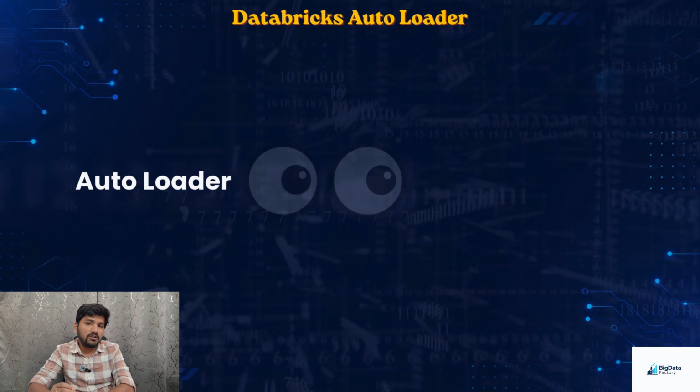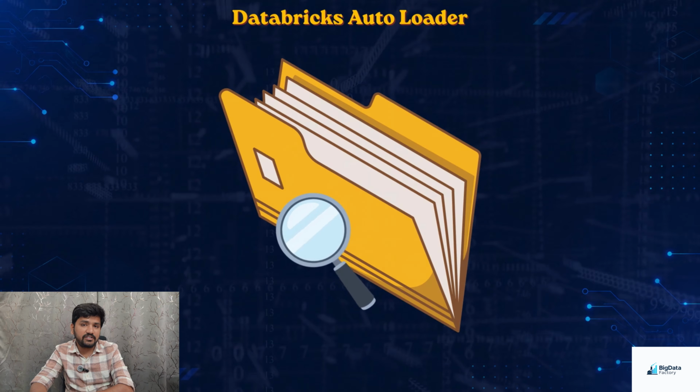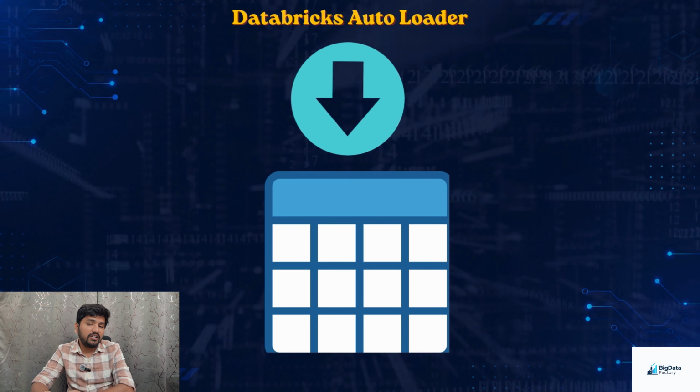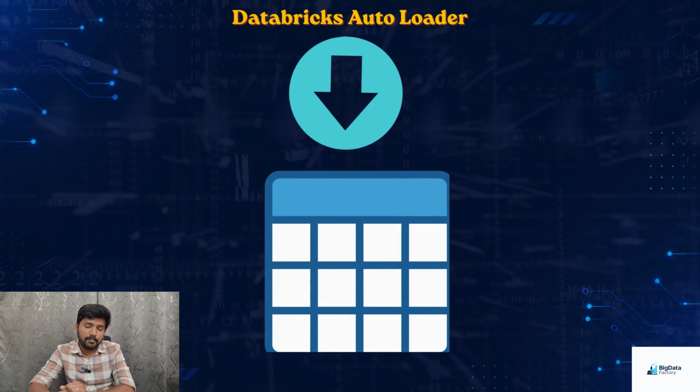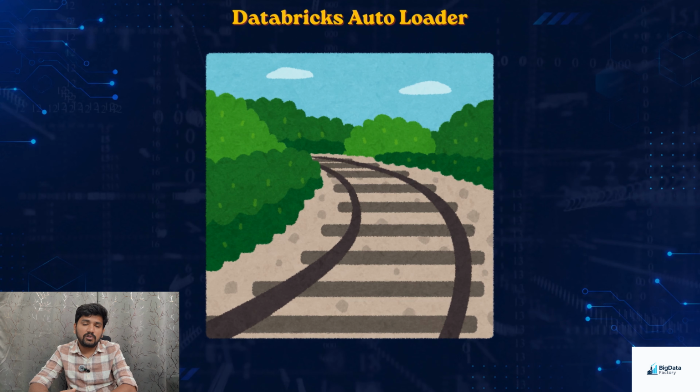So what is Auto Loader in simple terms? Auto Loader watches a cloud storage location. When new files arrive, it detects them. Then it loads those files into our target table. And most importantly, it tracks what it has already processed. So instead of you manually maintaining a list of processed files, Auto Loader handles incremental file discovery for you.